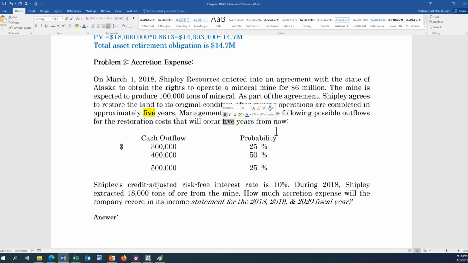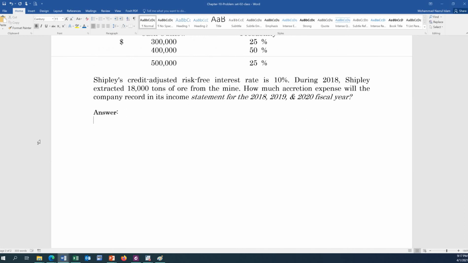The 300,000 possibility is 25%, 400,000 possibility 50%, 500,000 possibility 25%. Their credit-adjusted risk-free interest rate is 10%, and during 2018 the company extracted 18,000 tons of ore from the mine. How much accretion expense will be recorded in the company's income statement for the years 2018, 2019 and 2020? The first thing we need to do is to calculate the expected cash outflow.